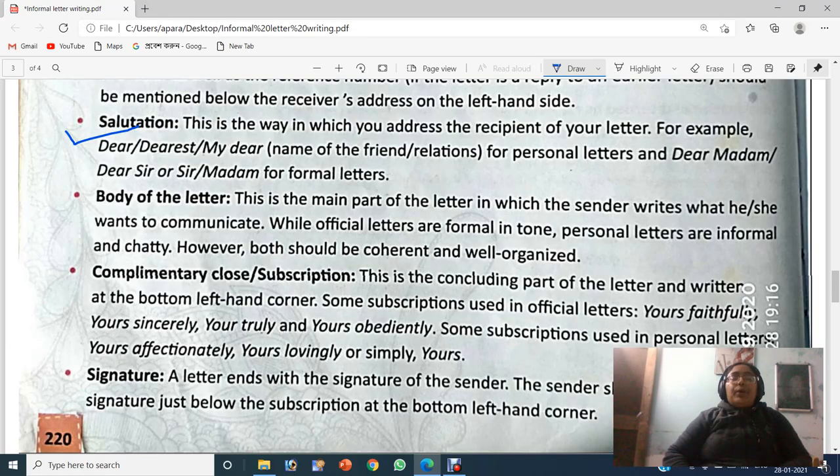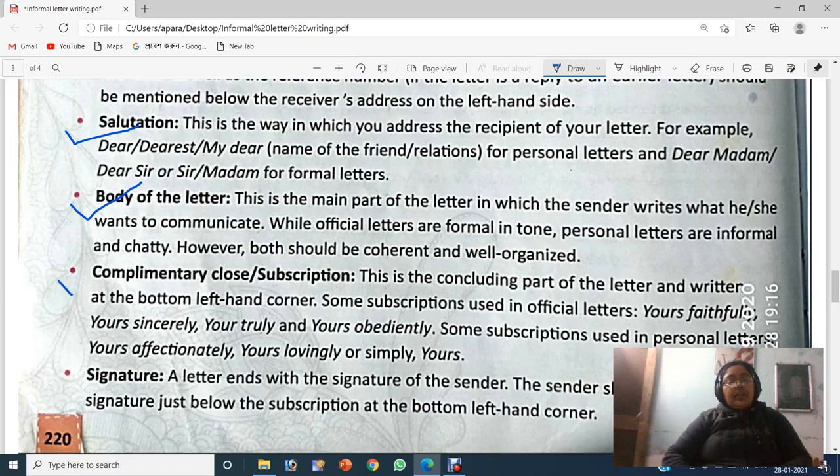Then comes the body of the letter. This is a very important part of the letter. This is the main part of the letter in which the sender writes what he or she wants to communicate. While official letters are formal in tone, personal letters are informal. However, both should be coherent and well organized, very well written in good language, in a very organized manner.